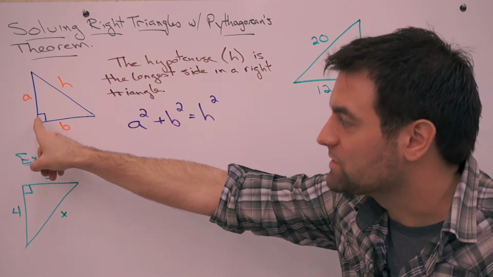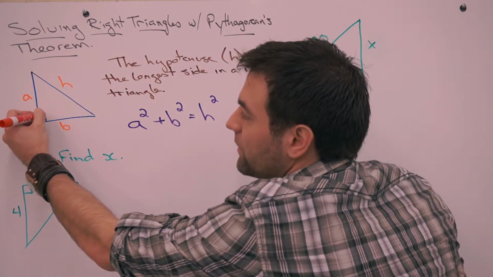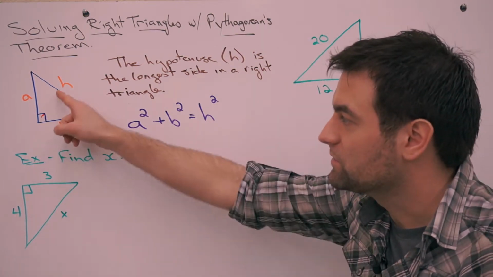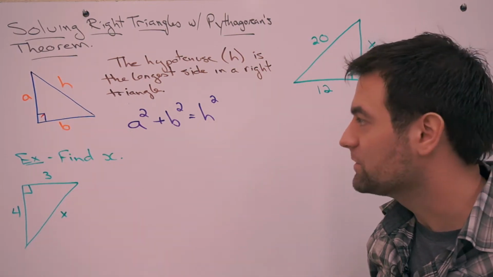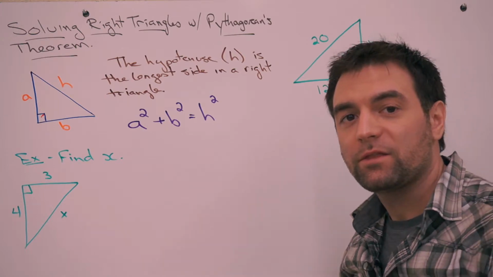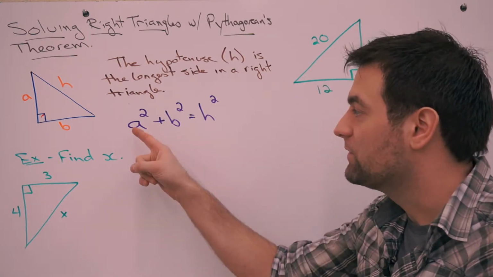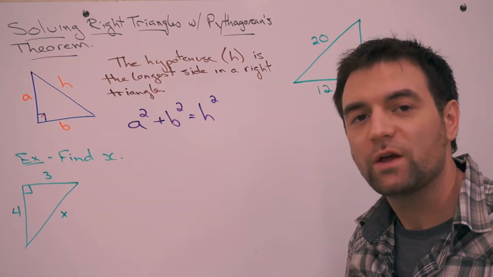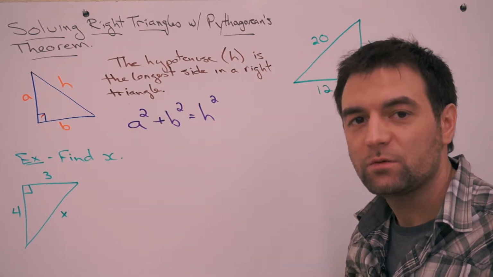You'll notice the hypotenuse is pointed at almost like a little arrow here by that little square in the corner. So it's always the longest side that's the hypotenuse. Now, the Pythagorean theorem states that if you add the squares of these two sides, you'll get the square of h. So a squared plus b squared equals h squared.